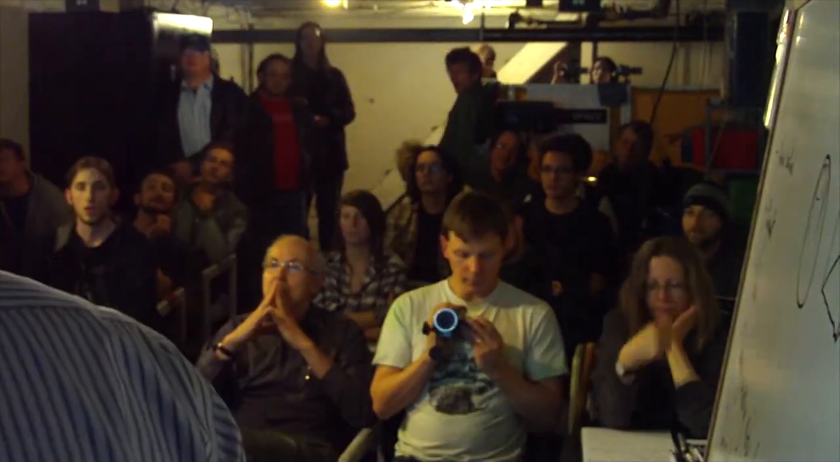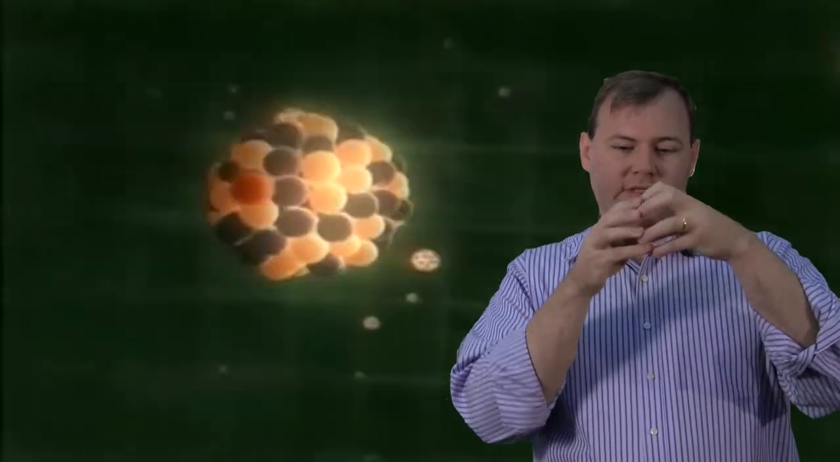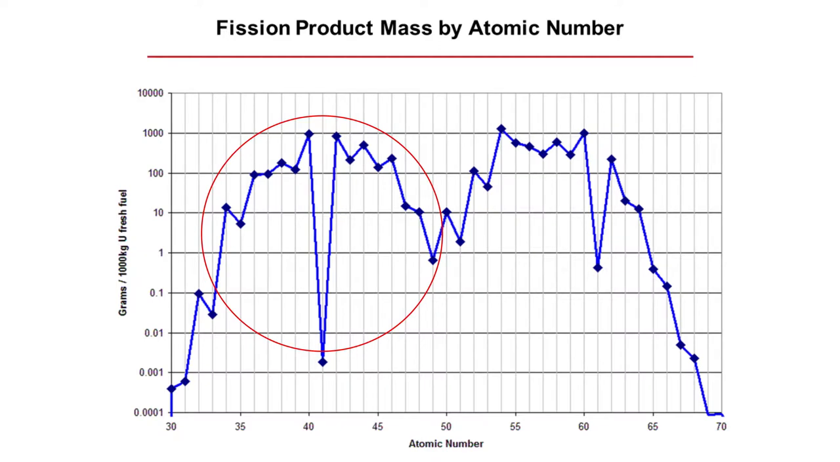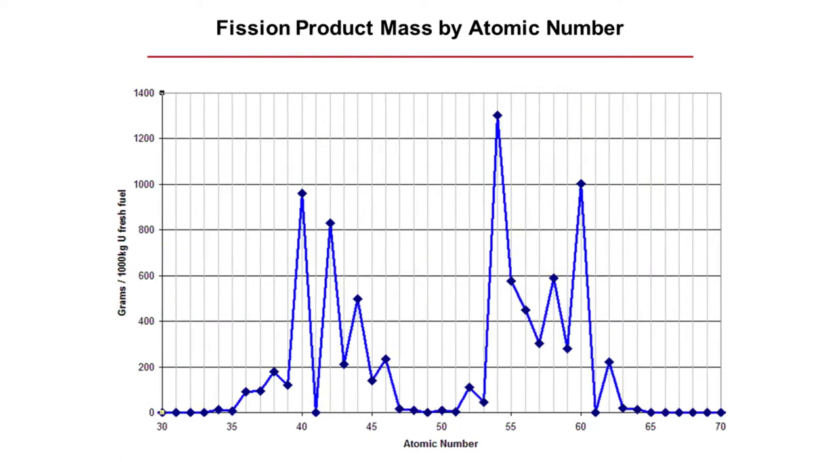You have some fissile nuclei. That means this is a nucleus that if you hit it with a neutron, the nucleus begins to distend and a piece comes off. And the smaller piece is about 30 or 40% the original mass of the nucleus. And the larger fission product is basically what was left over. And so what this leads to is a double humped distribution in the masses of the fission products.